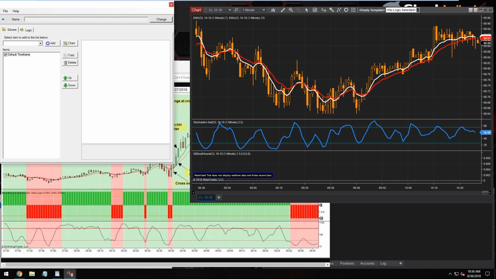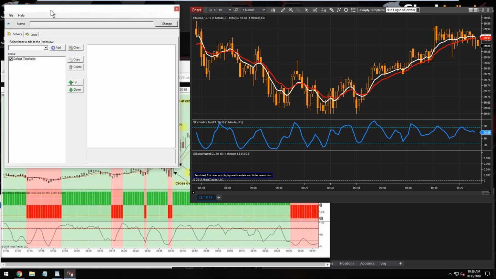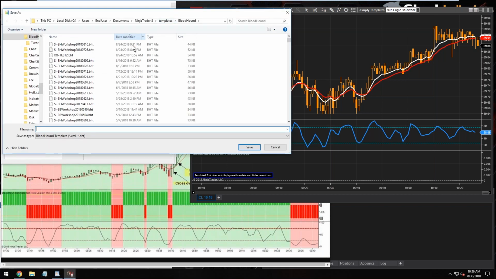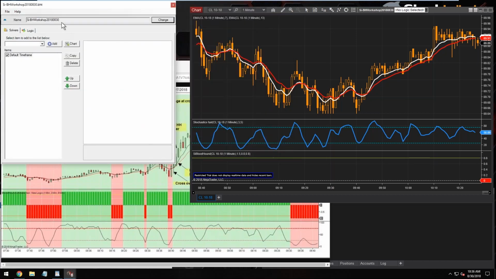We're ready to start building in BloodHound now. The first thing you want to do is put a file name in here. This is just a blank template, so we'll hit change and put in a file name. I'm going to go with our naming convention for the workshops and put in today's date. There we go. One more day left in this month. And save it.